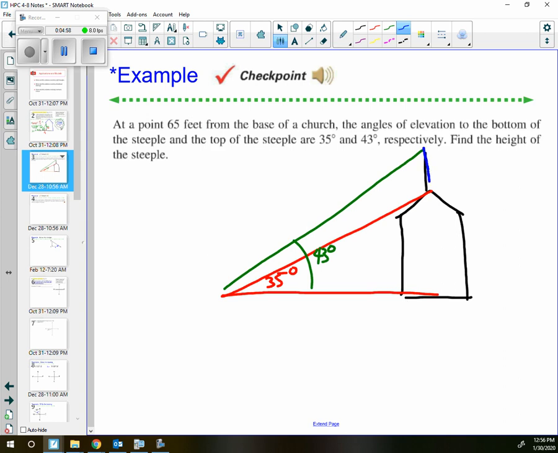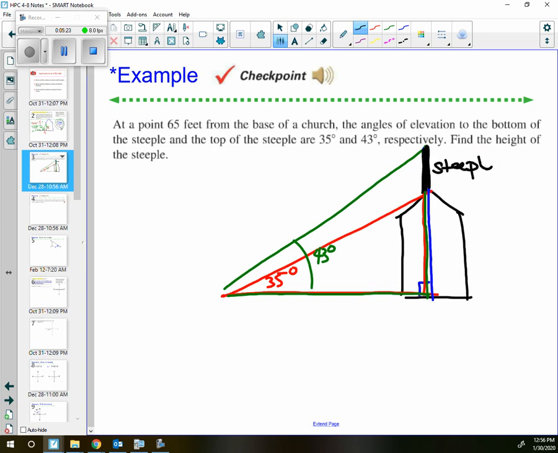I'm going to go ahead and drop this perpendicular all the way down so we can see these. We actually have two different triangles going on in this picture. We have just to the base of the steeple, so that's our red triangle. And then all the way to the top of the steeple, which would be this green one. What we're trying to figure out is just the height of the steeple itself, which is this distance right here. So that's the steeple.